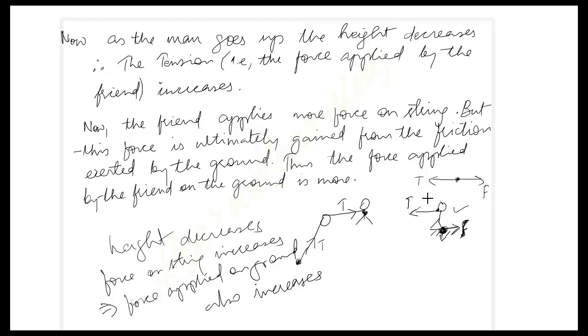So in this case, we know that the rate of change of tension with respect to height is negative. So we conclude that as the height is decreasing, the force applied by the man on the ground, that means ultimately the tension, is increasing. So this way we can prove it.